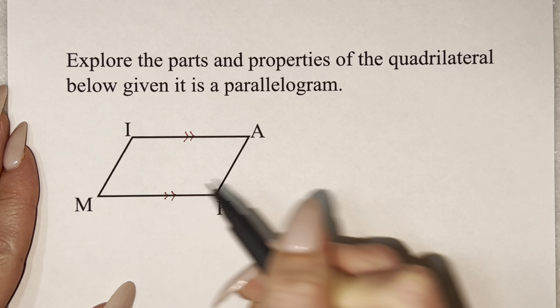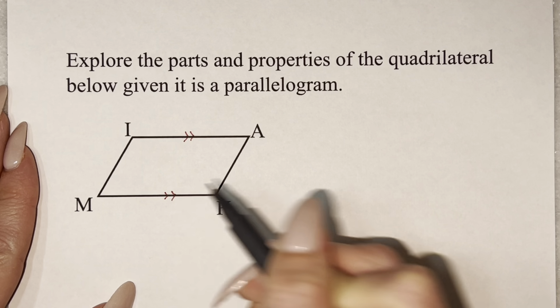And then hopefully you also remember, we also talked about consecutive vertex angles. Consecutive vertex angles are going to be supplementary. So remember, that means that they add up to 180. So we would say that these two angles, angle HMI plus angle MIA, is going to equal 180 degrees.